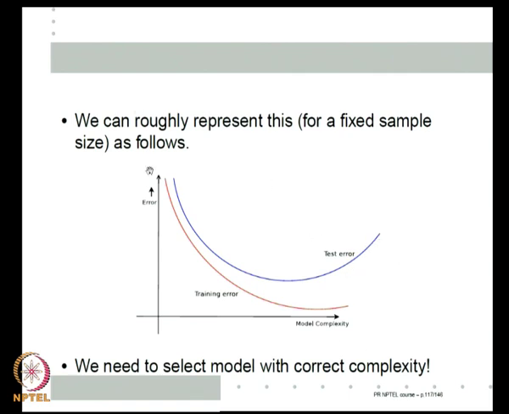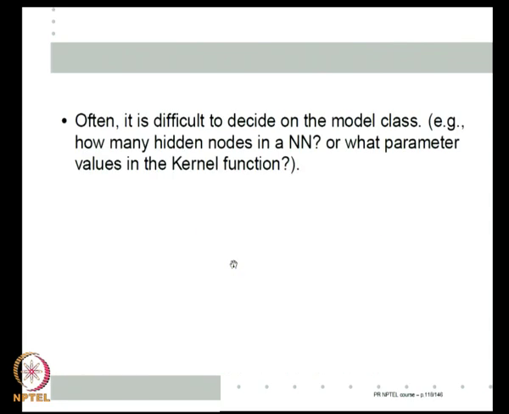So, this is a generic behavior of most learning algorithms. For the same training set size, as they keep increasing model complexity, till some level both training and test errors will decrease, but after that only training error will decrease, but generalization error will increase. So, of course, there is no way of knowing which is the right complexity. It is very difficult to decide what particular model class is correct for a problem. Model class means how many hidden nodes in a neural network, what kernel do I use in SVM, and so forth.